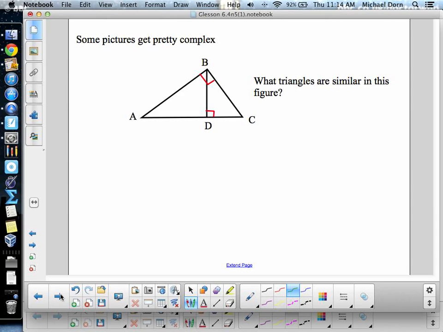Some of the pictures can be complex. What triangles are similar in this particular figure here? So ABC, the outer triangle, is a right triangle.